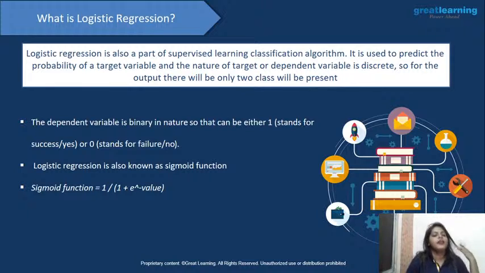So what is logistic regression? Logistic regression is also a part of supervised learning, that we all know, we understand. So you can use this particular algorithm when you have label data. Basically, label is nothing but when you have a result in your data, right? So this logistic regression is a supervised learning classification algorithm. It is used to predict the probability, right? So it does not predict any particular number. It predicts the probability of a target variable and the nature of the target dependent variable.